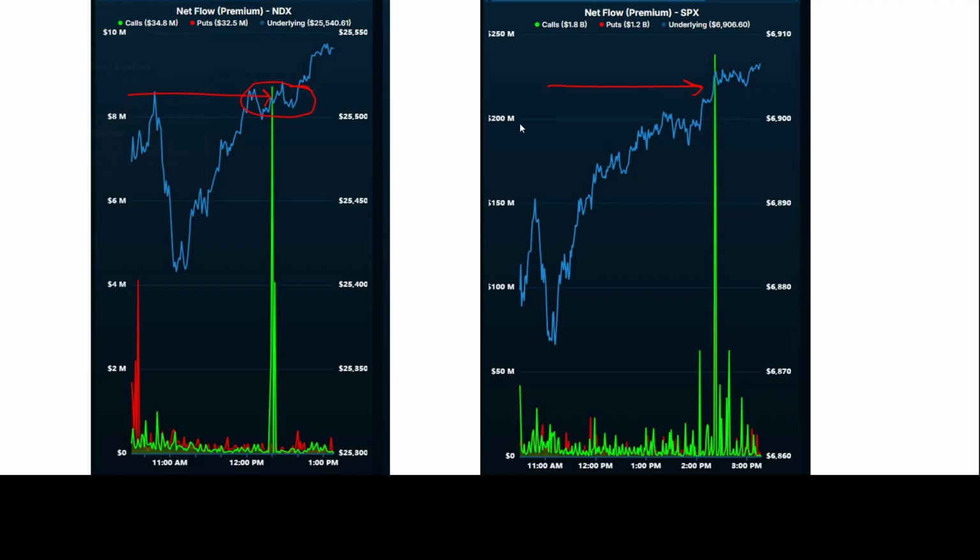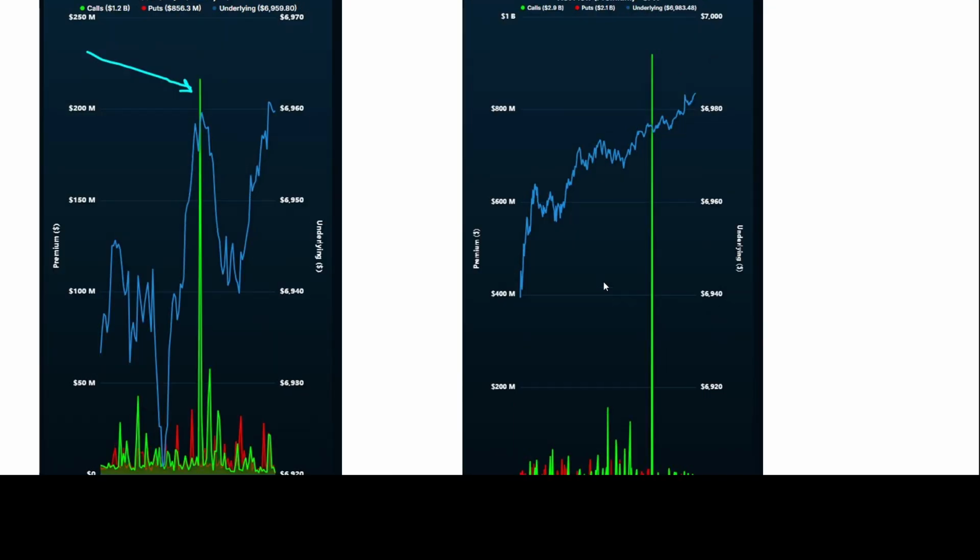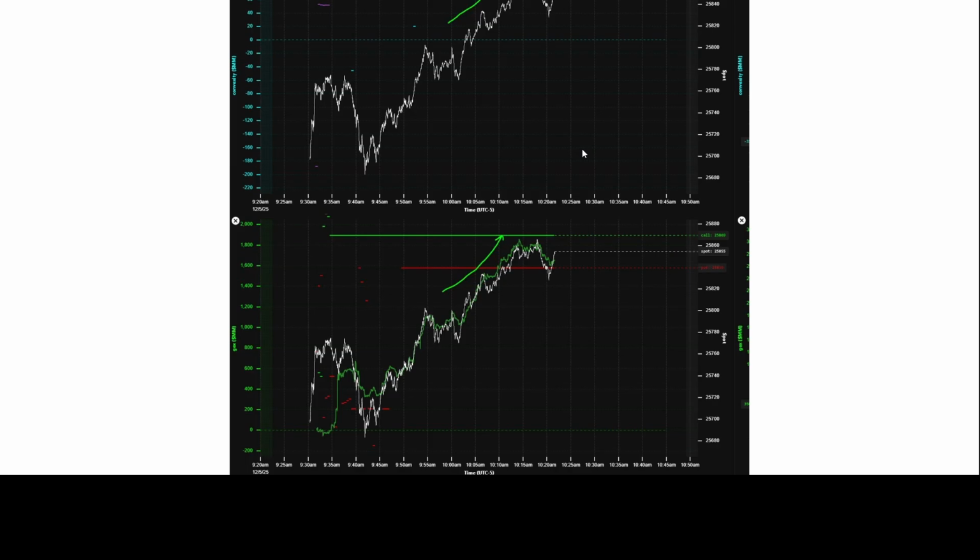See this. 200 million is more than 50 million. That is my cutoff. Here the same, another spike, and the price falls. Here the same, the price starts to go up. Remember, configure your net flow, putting it here out of the money, OTM, also for SPX, out of the money.